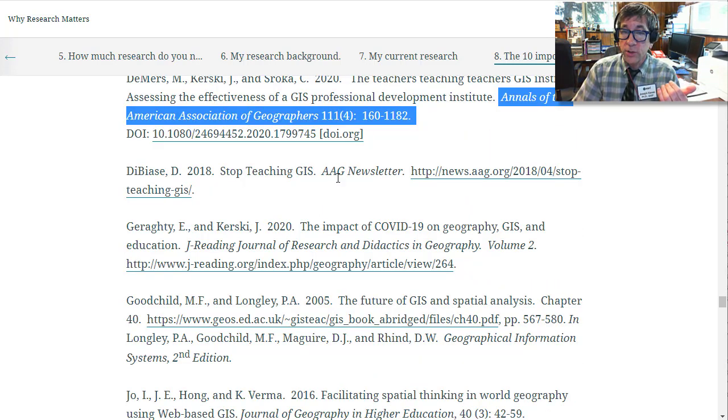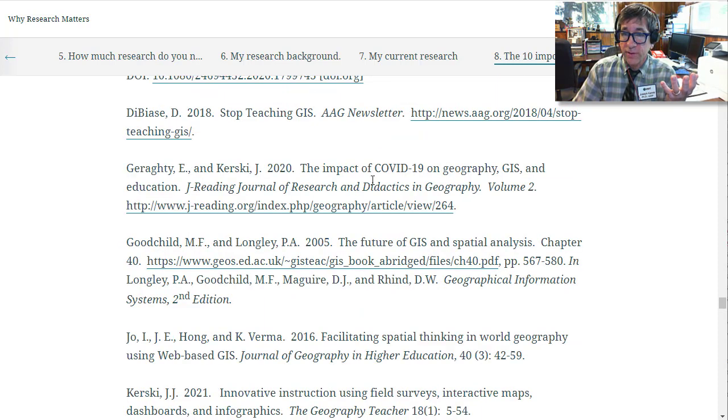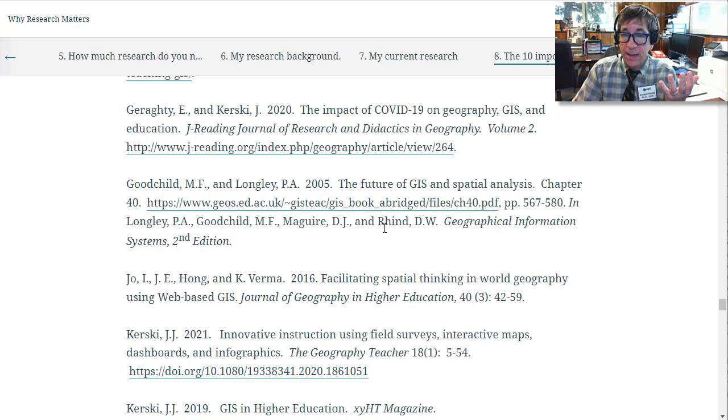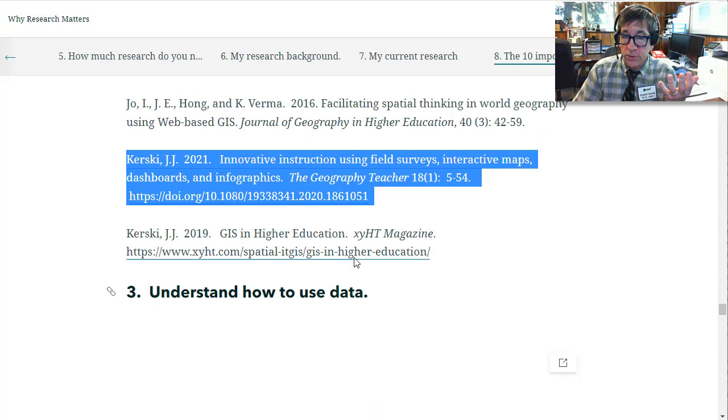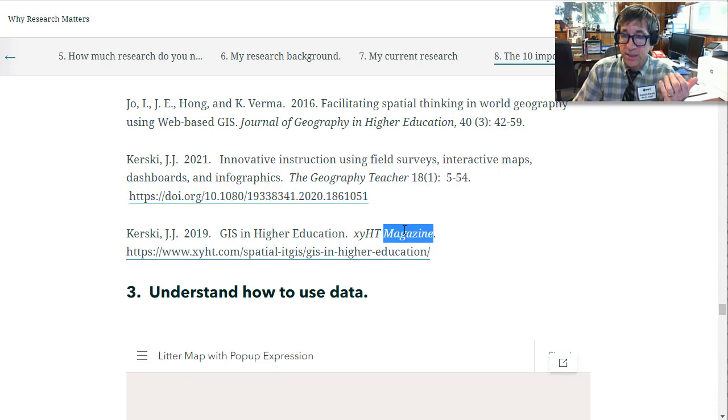Here's an article in a newsletter, so it's just really a post in a newsletter. That's another source that I've got here. Here's a chapter that my colleague Esty Garrity and I wrote for the J Reading Journal. Here is a chapter in a book from Goodchild and Longley. Here is an article in a journal. Here is another article in a journal. Here is an article in a trade magazine.